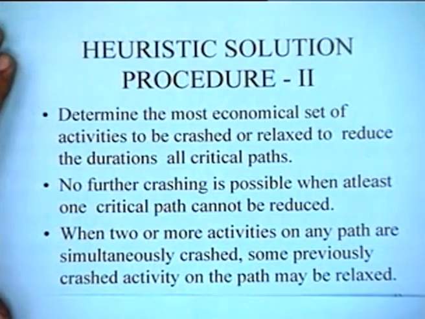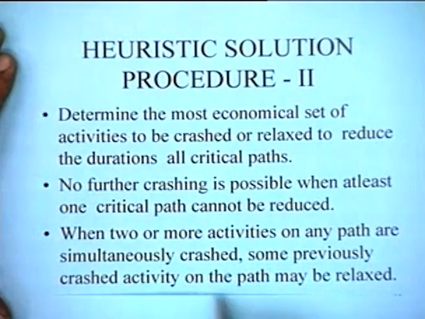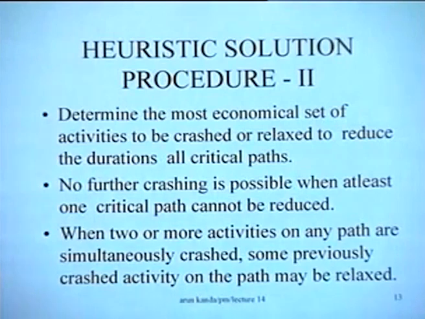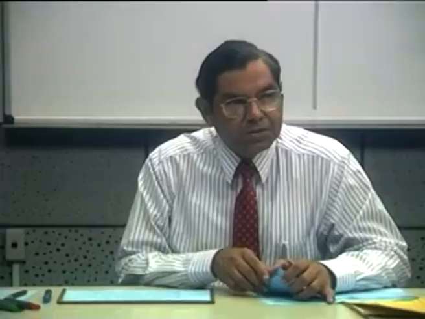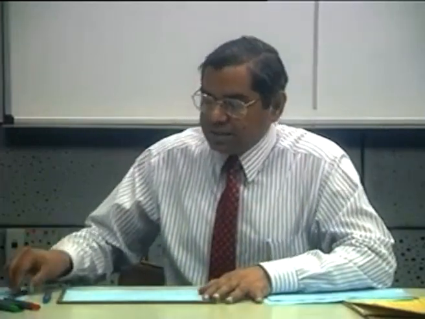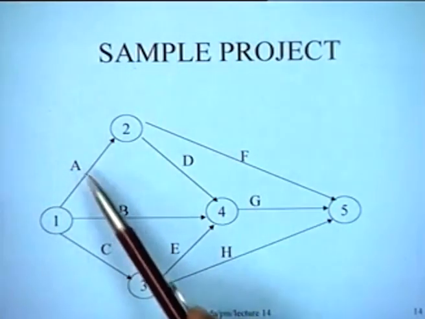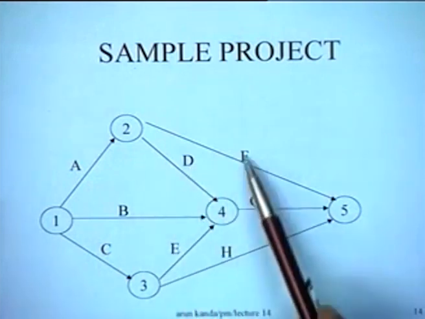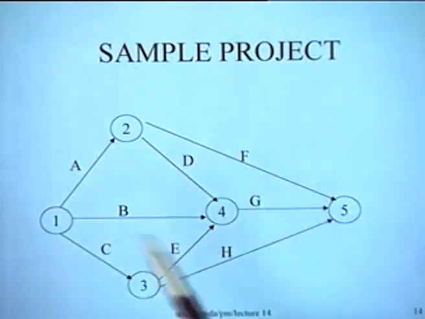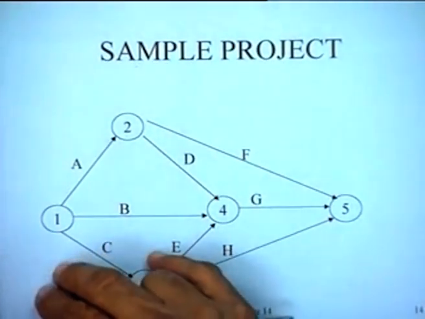And when two or more activities on any path are simultaneously crashed, some previously crashed activity on the path may be relaxed. That is another feature that we have seen. So let us try to use these intuitive concepts in solving a problem. Let this be our sample project. This project contains activities A, B, C, D, E, F, G, H, and let us say that this is the project network for this particular example that we are talking about.